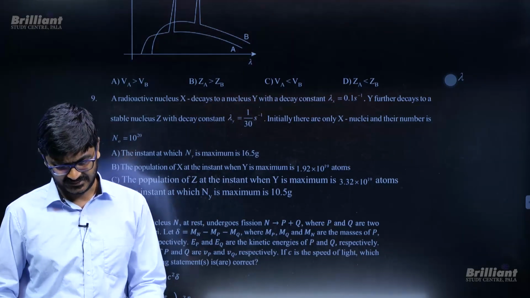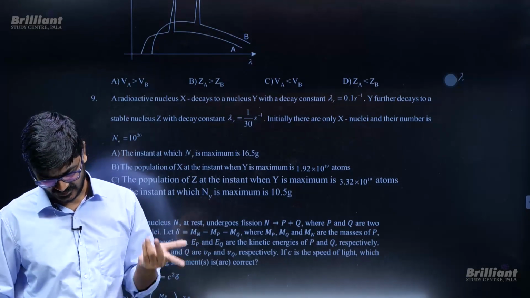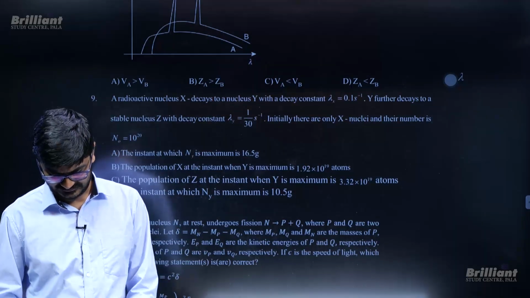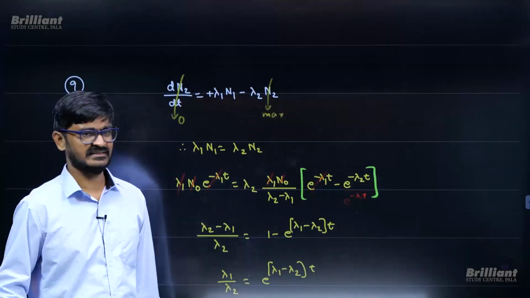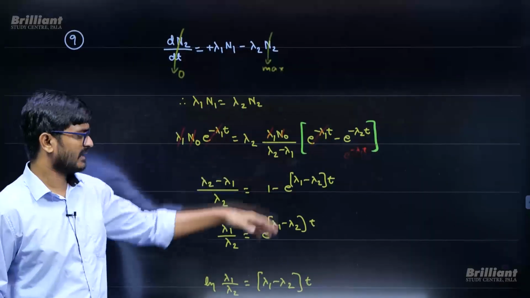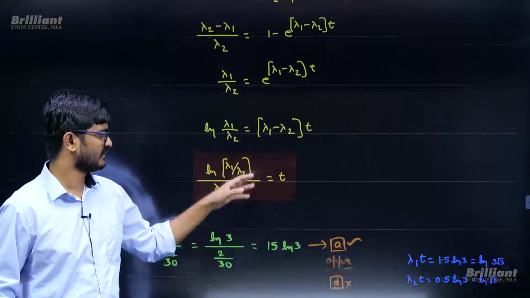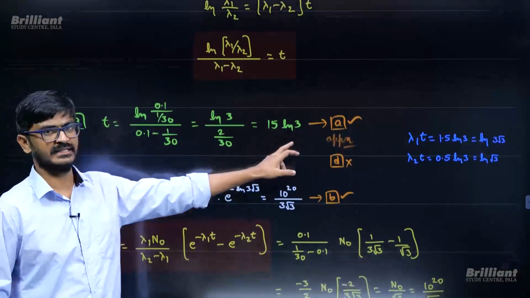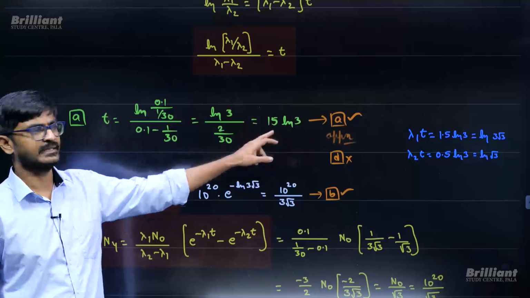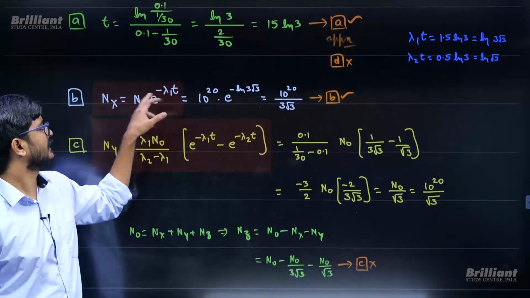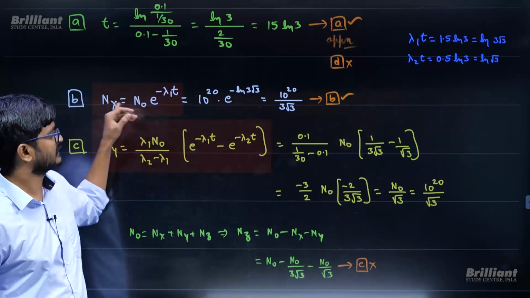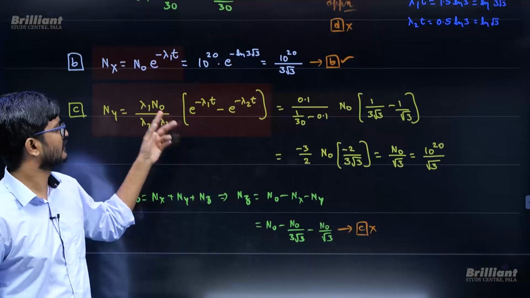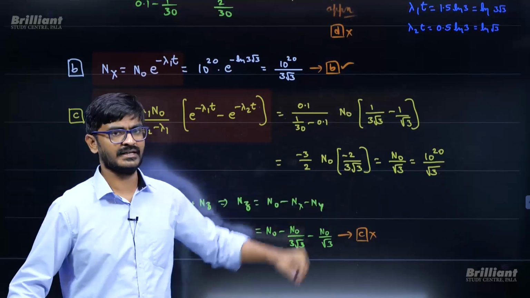The instant at which Ny becomes maximum, what is the population of X? When Y becomes maximum, what is the population of Z? So we have done the derivation. We have done the same thing for the other question, right? At the time it becomes maximum, we substitute the values and find the time. Once we find the time, we substitute it to get the number of nuclei of the first element, Nx. Similarly, we also got the Ny value, so we will substitute it to get Ny.